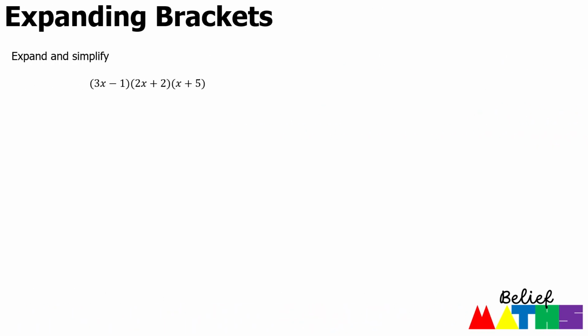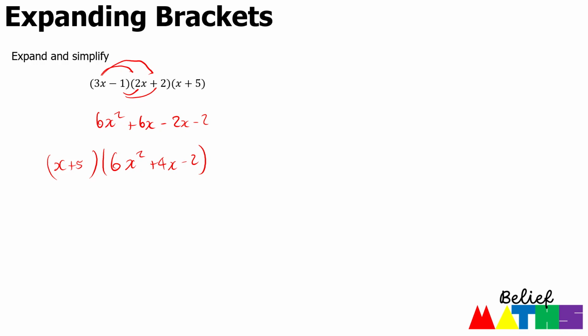The final way that you could have expanding brackets is you have triple brackets. Now to expand triple brackets, you just pick any two of those brackets, expand those together, and then multiply your answer afterwards. So if we expand these first two brackets together, we end up with 6x squared plus 6x minus 2x minus 2. And if we collect like terms, we get 6x squared plus 4x minus 2. We're then going to multiply that by the other bracket, which was x minus 5.